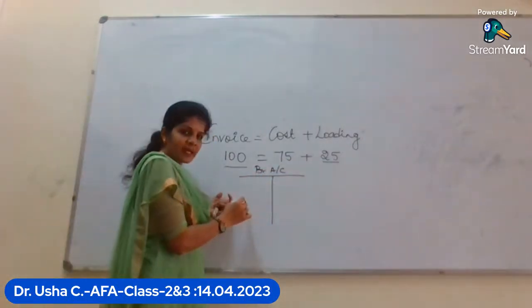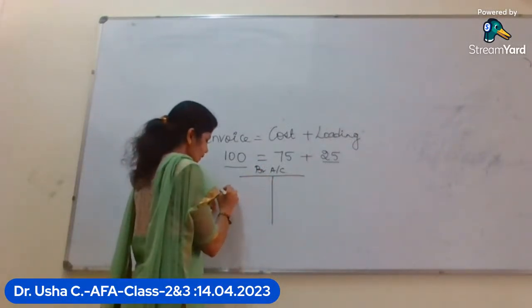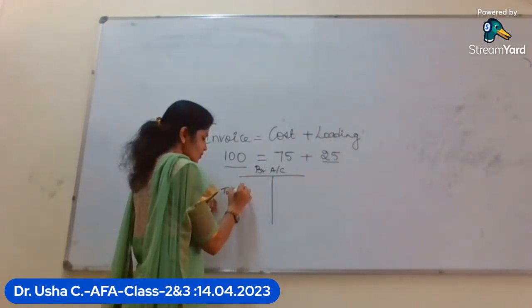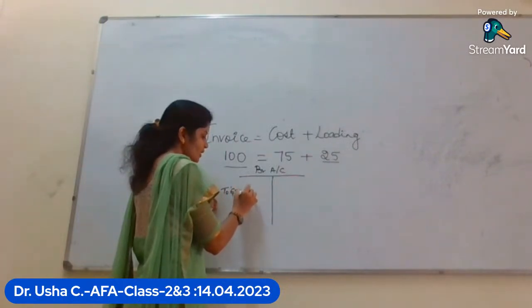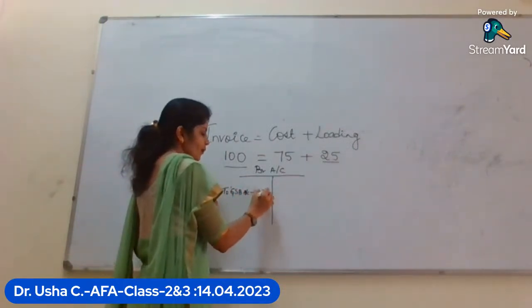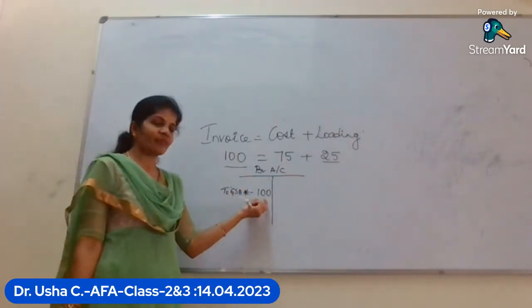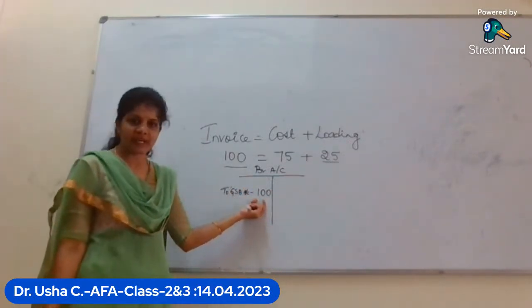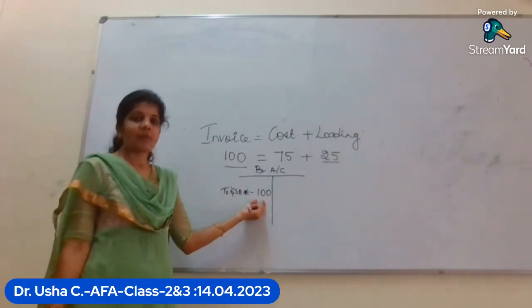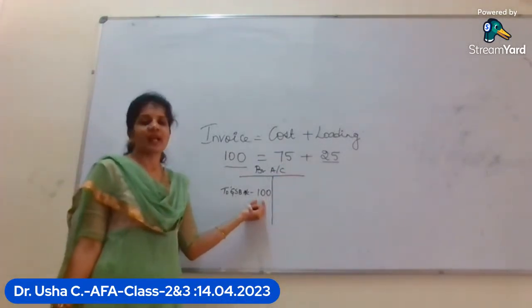For what entry do we pass for that? Branch account debit to goods sent to branch account. So this entry we pass, and what amount do we have to mention? When the goods are sent to the branch at the rate of 100 rupees, we have to account for 100 rupees only. But a separate adjustment we have to do.